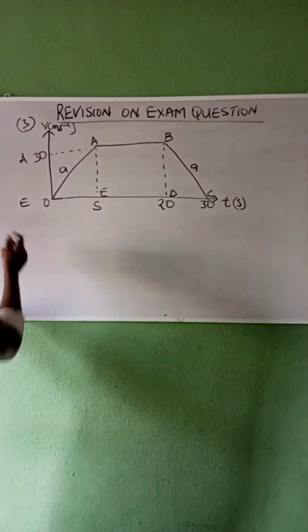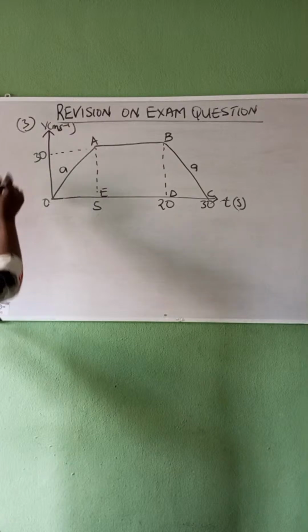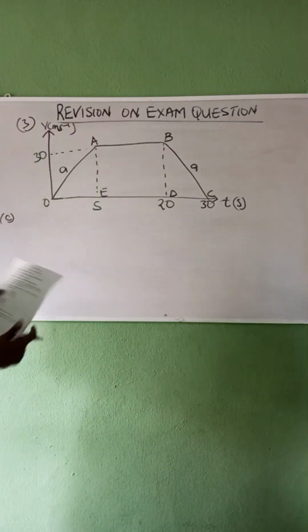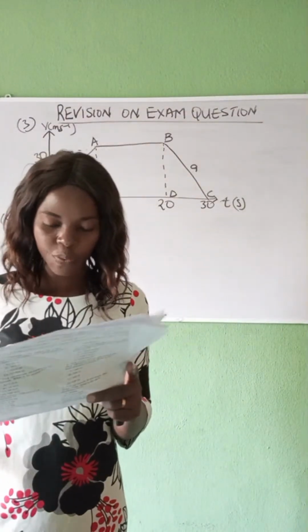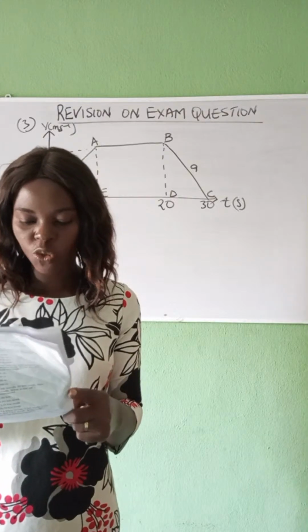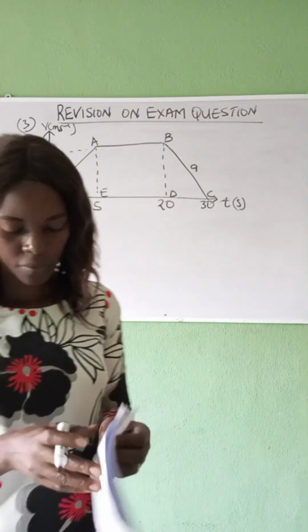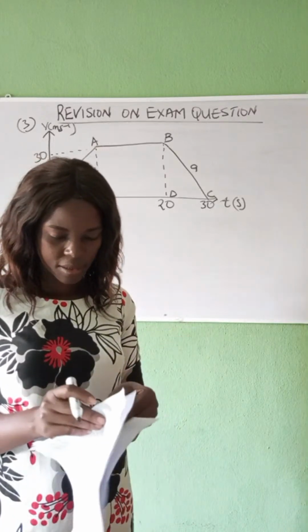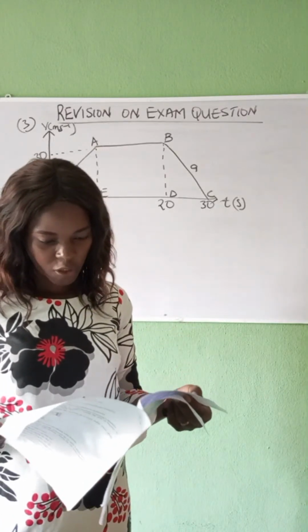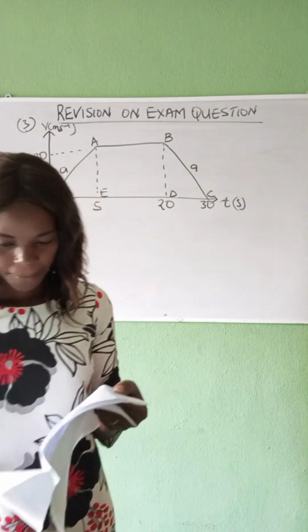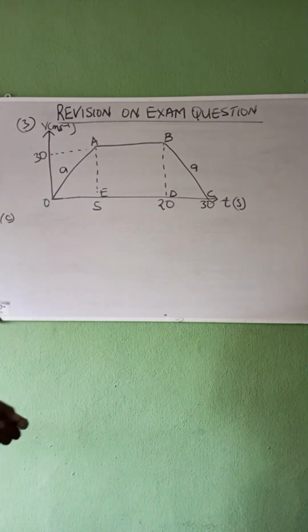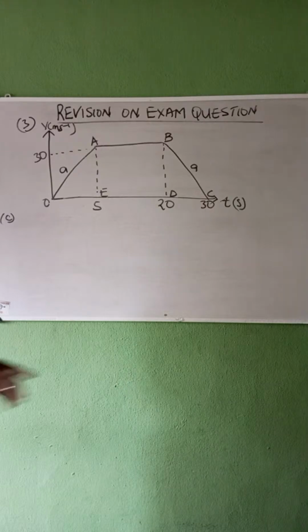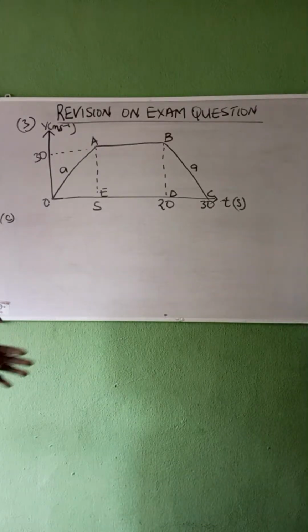Okay, the last one, which is the C part, we are asked to calculate the total distance covered throughout the motion. Total distance covered throughout the motion. So, how do we do that? All right. We can actually solve this in two ways, by using the shape of a trapezium or by solving it differently one after the other.